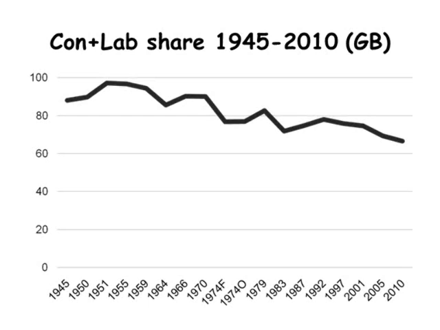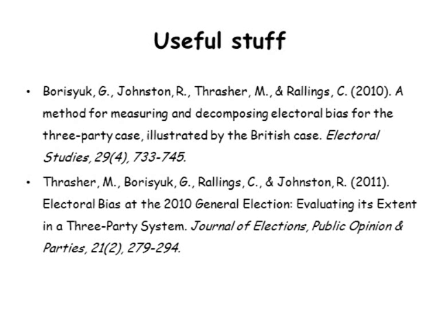So what we've got here is a problem: we're trying to apply a method that was devised for a two-party system to a party system that's increasingly not two-party. So there began a search for a new method. Ron Johnson and ourselves here in Plymouth tried to find a method that would work to decompose electoral bias for a three-party system. And after various attempts, we came up with this method that we are going to use here.